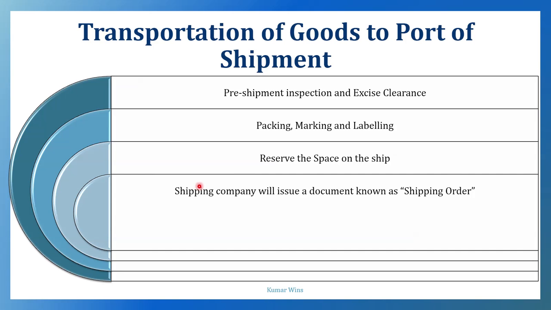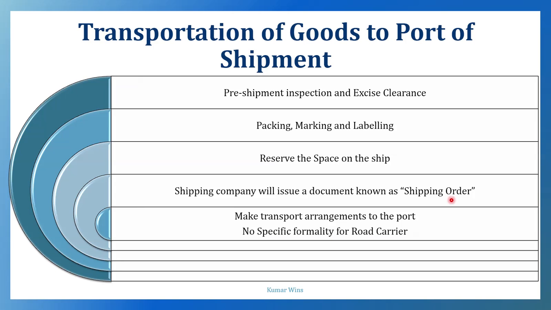After the space has been reserved, the shipping company will issue a document known as the shipping order. This document is issued by the shipping company. So what is the purpose of this document? This shipping order is proof that space has been reserved. This information on space reservation is given to the production department so that they can make arrangements for transportation to the port, right?